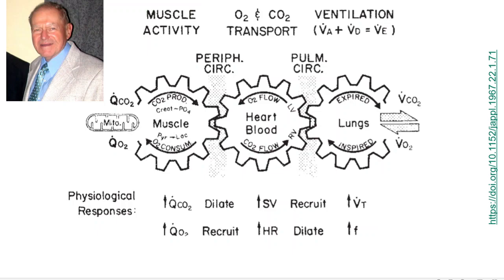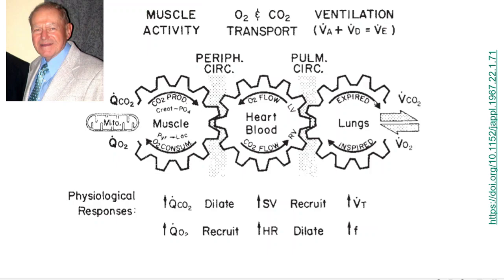He is, of course, the scientist that coined the term anaerobic threshold, and for my money, this diagram, developed in 1967, is the best diagram of how exercise actually works, or at least how aerobic exercise actually works. The body is depicted as a series of gears or cogs. So we have the muscle, the cardiovascular system, and the respiratory system, or the lungs. And you can see O2 flowing through the lungs, through the cardiovascular system, to the muscle for consumption in the mitochondria. CO2 gets produced and subsequently expired.